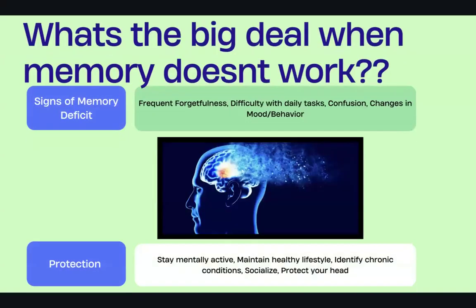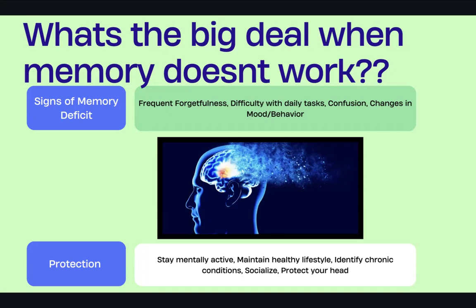So, what's the big deal when memory doesn't work? Some signs of memory deficit are frequent forgetfulness, difficulty with tasks, confusion, changes in mood and behavior. These are all characteristics of memory loss, memory deficits, and these can affect everybody in a variety of ways: occupational safety, social life, appetite. It's not good when we can't trust ourselves, especially our memories.